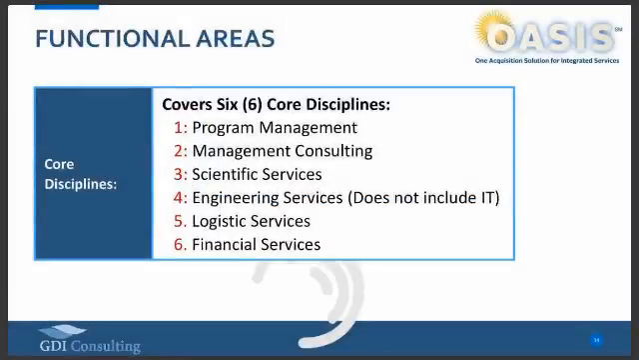In terms of the functional areas, OASIS calls them core disciplines. There are 6 of them, so your contracts should cover at least 3 of these. So each contract that you submit for this project as past performance and as past experience needs to cover at least 3 of these: program management, management consulting, scientific services, engineering services, logistics services, and financial services.